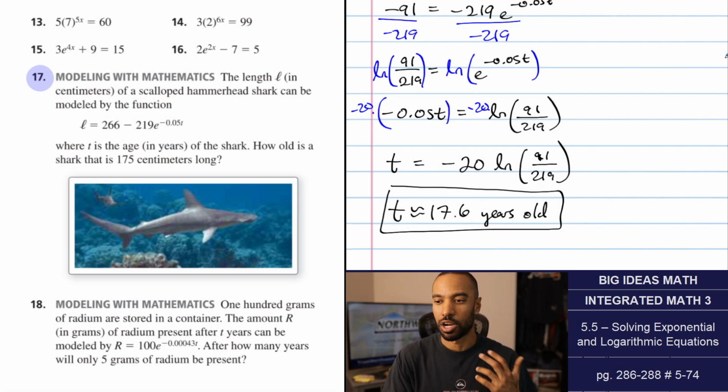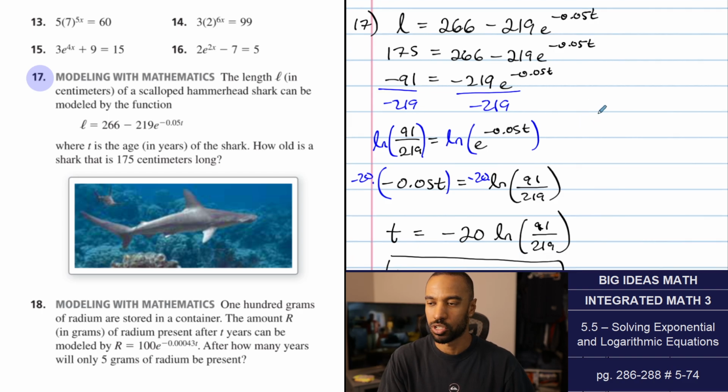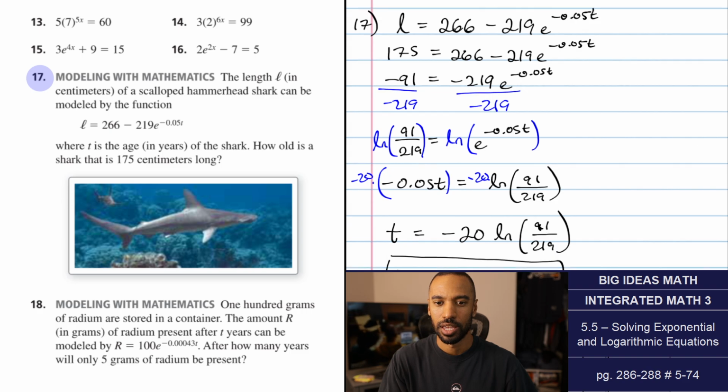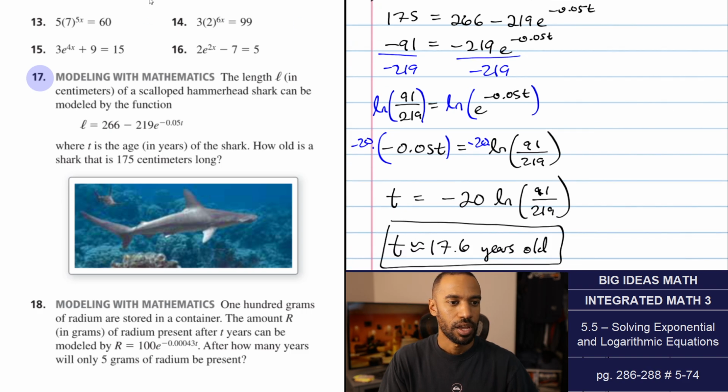And I'm just going to trust that the model they gave us works out for whatever they're talking about, the shark's length and its age. Very cool that they have that information provided for us and that we could get that. All right, number 18. Now that we've gotten an idea of what's going on, let's do more of the same.